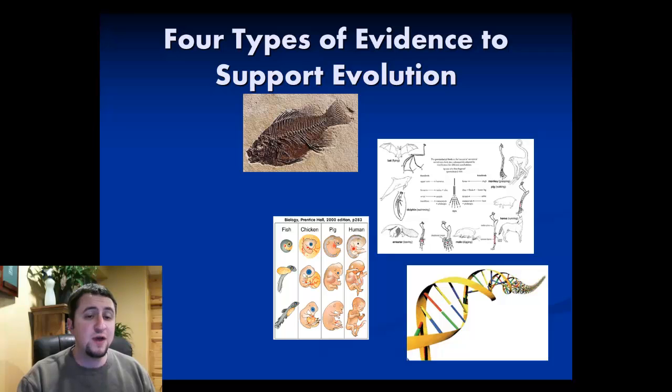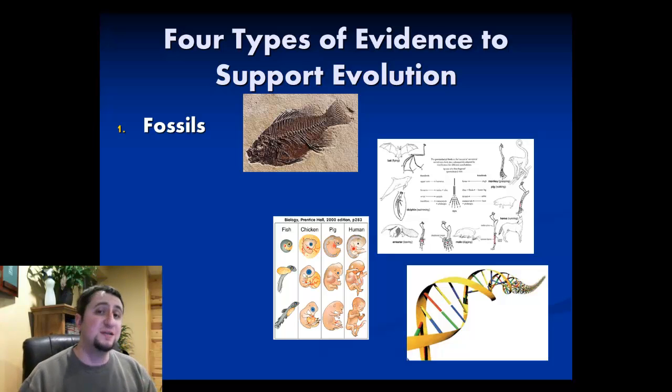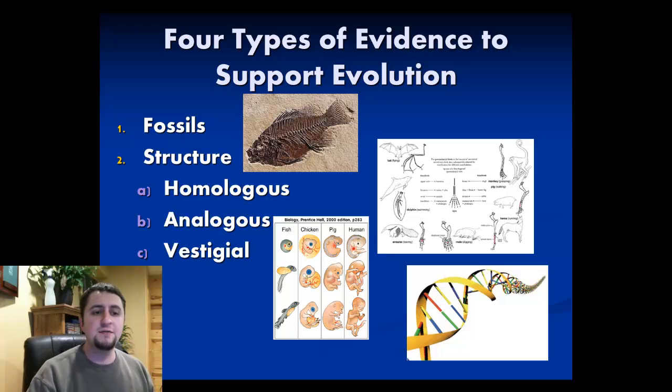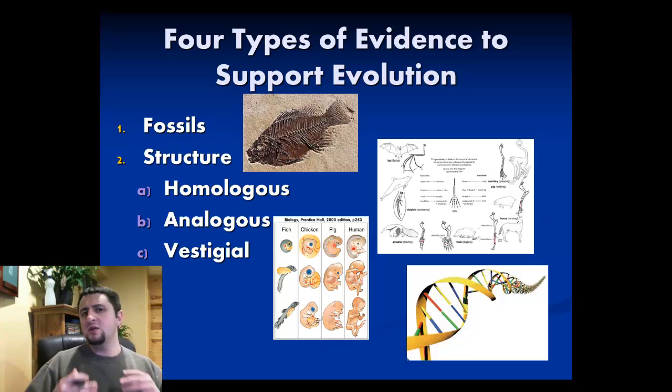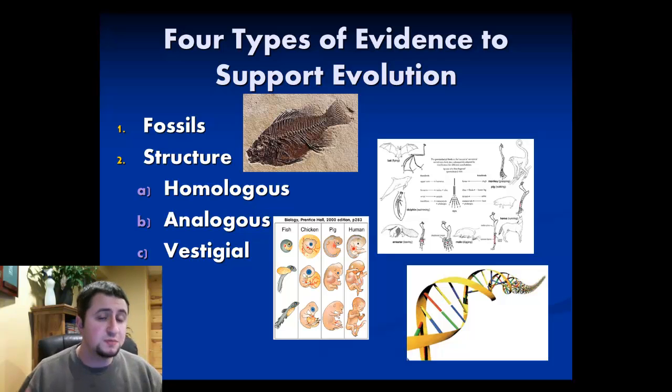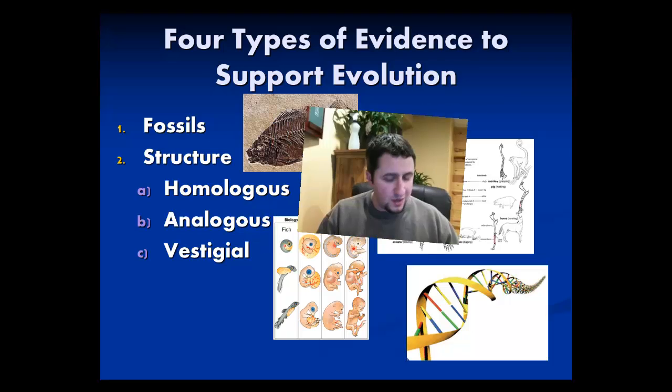Now in science, we like to go ahead and break down the evidence for evolution in four main categories. We have fossils, otherwise known as how does evolution show itself within the fossil record. We also have structures. How does evolution show itself in the structures of organisms? We break it down into three major categories when it comes to structures. Those are homologous, analogous, and vestigial structures. We'll go ahead and focus on that in a minute.